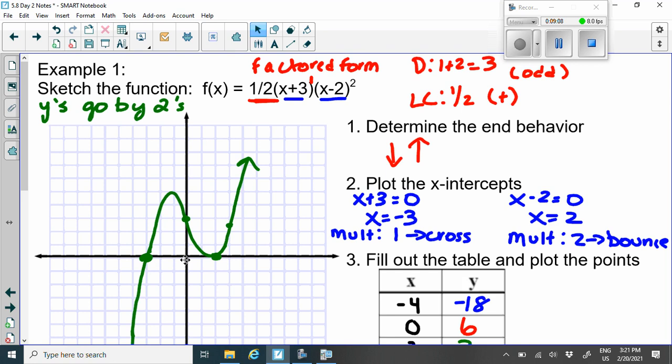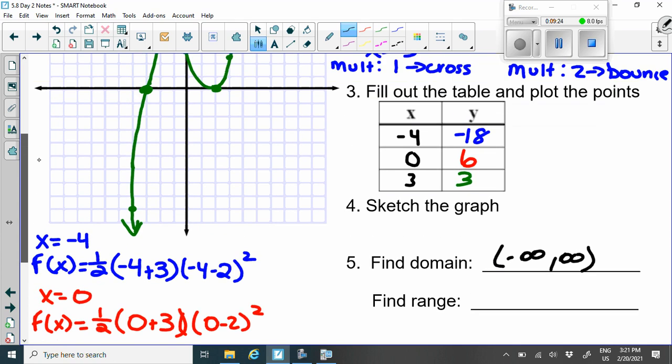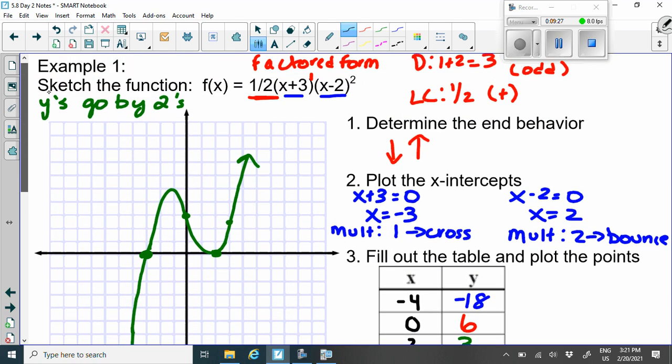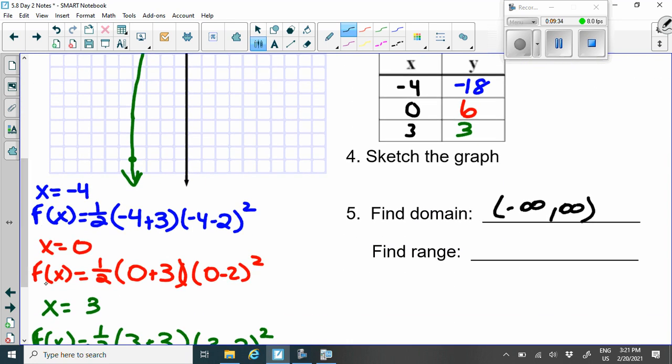Okay, now the last thing that we need to do is find the domain and range. Now notice, remember, domain for every single polynomial function is going to be -infinity to +infinity. Now the range depends if we have an even or odd degree. Notice we do have an odd degree because we said the degree is 3, meaning that the range is also going to be the same thing as the domain. It's going to go from -infinity to +infinity, okay? So that's the nice part with the odd degrees. Your domain and range are going to be exactly the same.